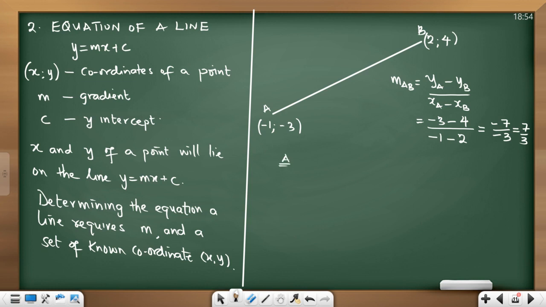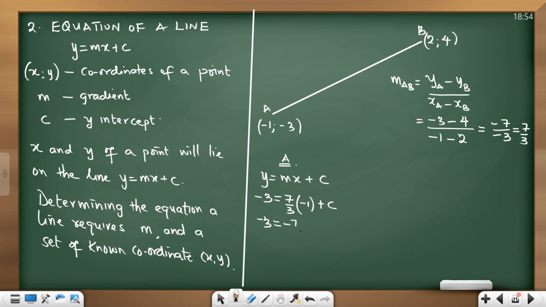Now I could choose either the coordinate of A or the coordinate of B. Let's work with the coordinate of A. There are a few ways to get your equation, but I would like to use this one quickly. y equals mx plus c. I do know my y value, so I'm using point A. My y value is negative 3. What is my gradient? 7 over 3. And what is the x value? Negative 1. I need to find c. The rest is just mathematics now, all right?